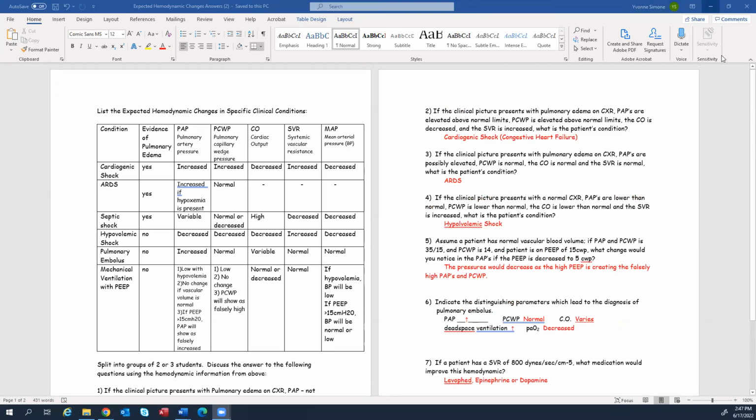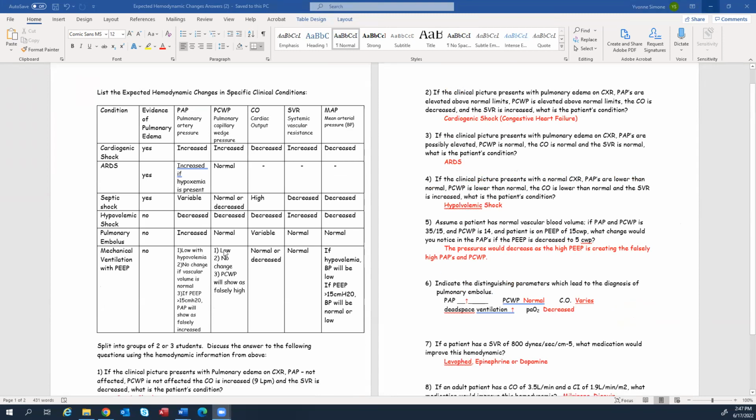And there are questions on hemodynamics. You're going to need to be familiar with this sheet. So the different conditions that we talked about, and how can you tell the difference between cardiogenic shock, ARDS, septic shock, and hypovolemic shock.